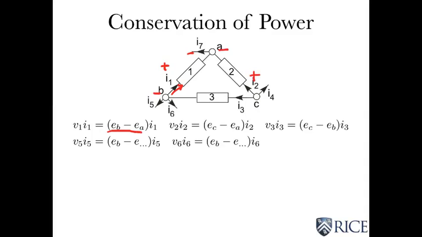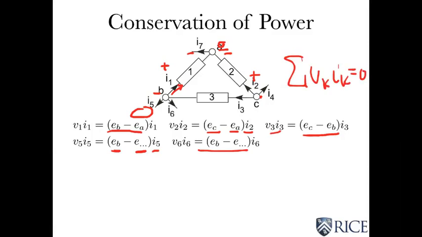V2, plus to minus that way, node C minus node A, right, times I2, and EC minus EB times I3, that looks right. And for circuit element 5, which is somewhere out here, it's EB minus whatever's at the end of it, times I5, and the same thing for I6. I didn't write I4 and I7. We won't need them.